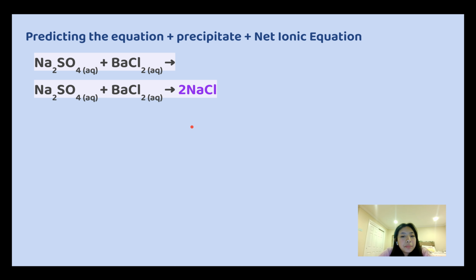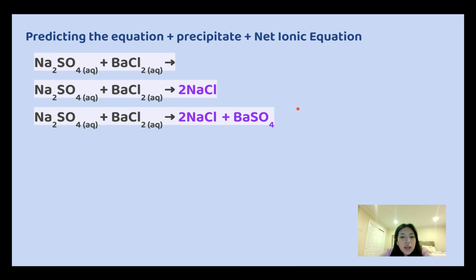And then let's predict your next one. It's going to be barium sulfate because barium displaces sodium, so you're going to be left with BaSO4. Look at the charges. Ba has a charge of +2, sulfate has a charge of -2, so that balances out. And now remember to balance out your equation. There's 2 sodium on this side, 2 sodium on the product side. That's balanced.